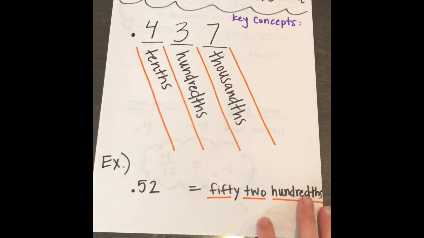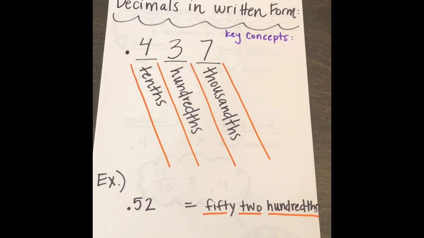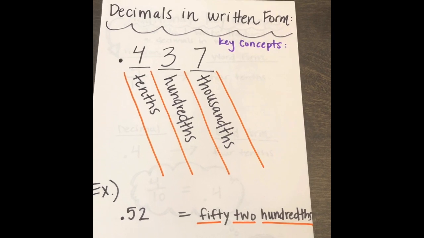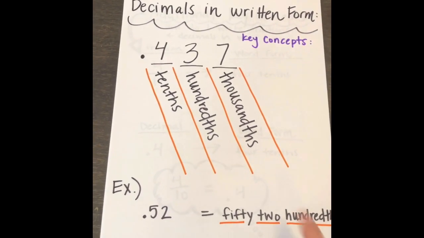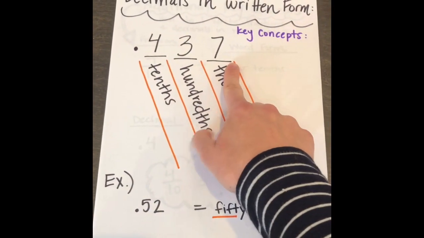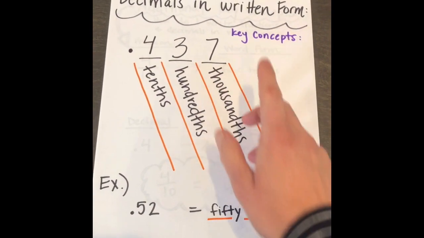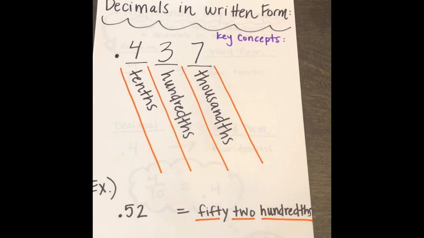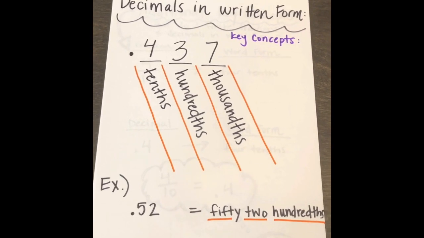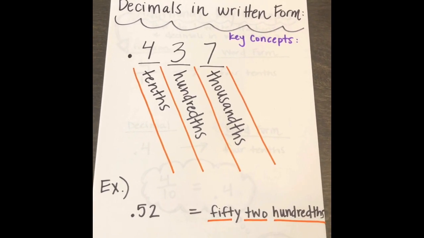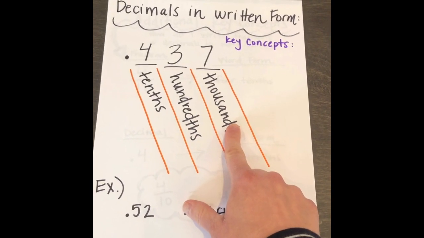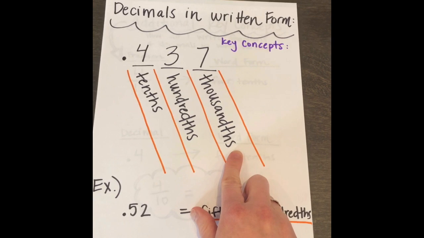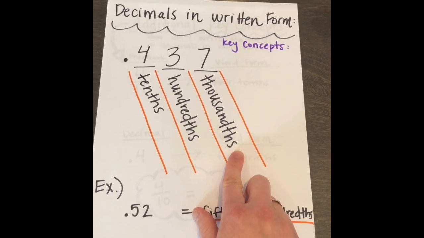So, decimals in written form, reviewing this can help guide us for the rest of our lesson today. When we look here at this decimal, we may quickly read it as 0.437. You may have heard someone say that, or maybe you say it that way. But if we actually look at the different place values of this decimal, we can better understand how it's valued.